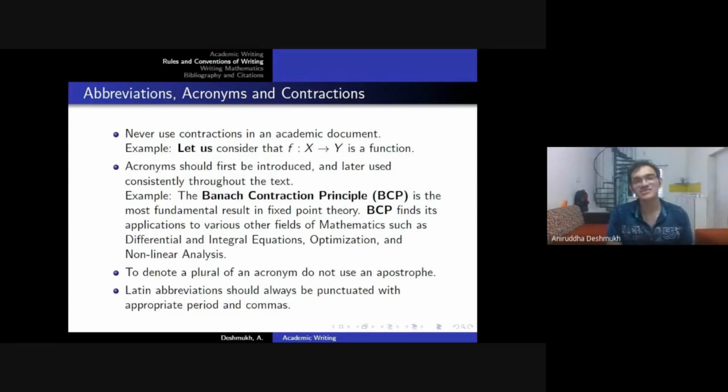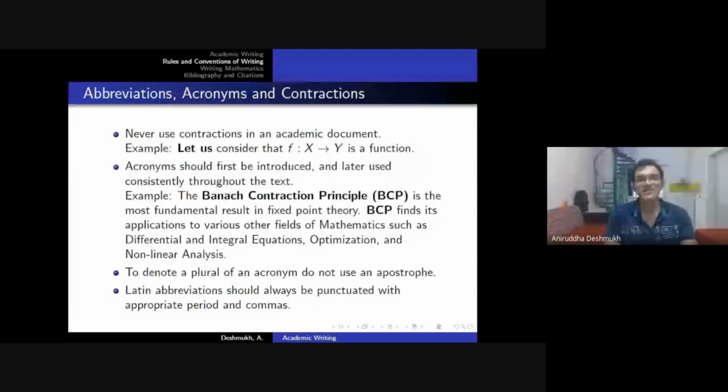So the following is the example. Suppose I want to make Banach contraction principle short because it has too many letters to type. Then I first introduce that from now, I will be referring to Banach contraction principle as BCP. And whenever I want to refer to it, I will just write BCP instead of the whole thing.